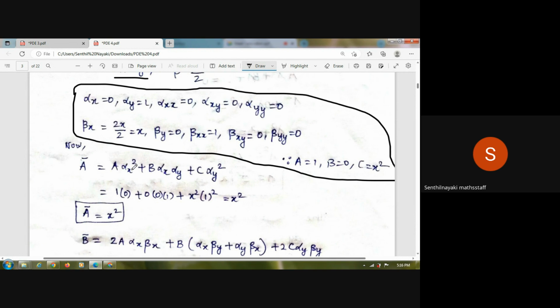So substitute: what is alpha x? 0. Then what about b? 0. C is x square, but alpha y is 1. Therefore, 1 square into x square is x square. So a bar is x square.